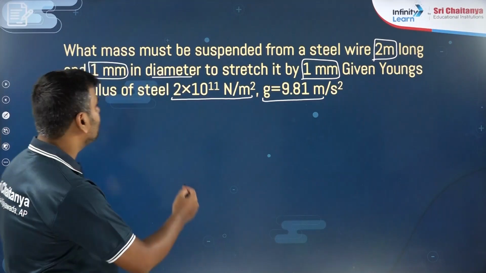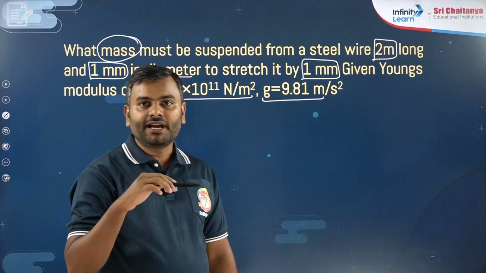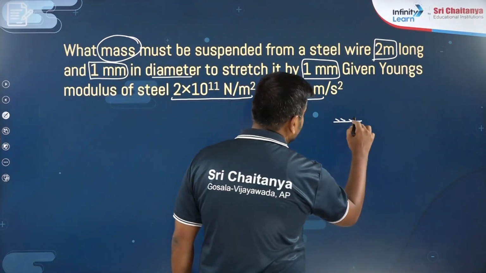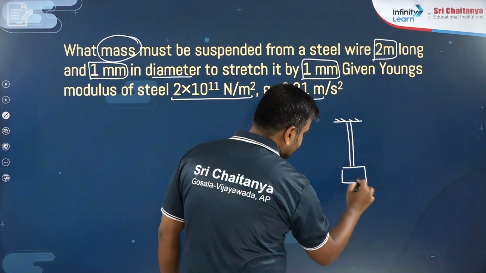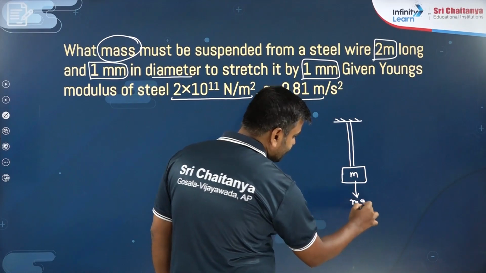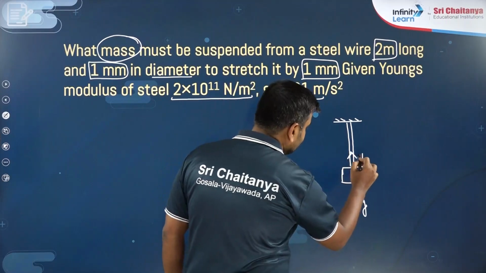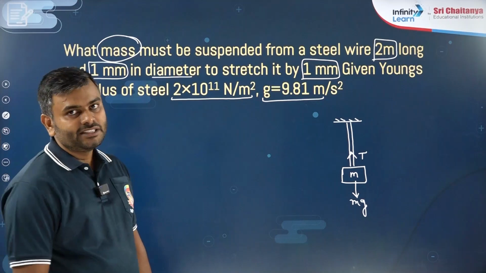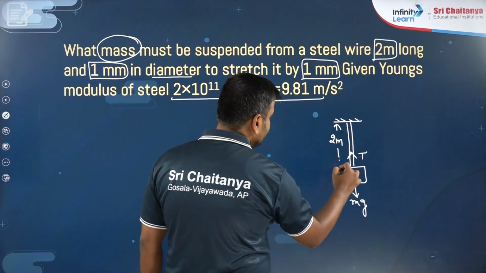What are they asking us to calculate? They are asking us to calculate the mass which we have to hang with that steel wire, which will be responsible for its stretch. So let's say this is the steel wire we have, and we are going to suspend a mass m, because of which there will be a weight in the downward direction, and that weight is responsible for the generation of tension, which will generate stress in this steel wire. The length of the steel wire is given as 2 meter.